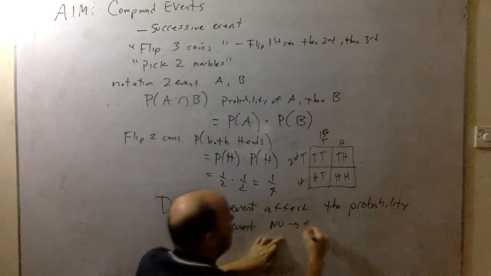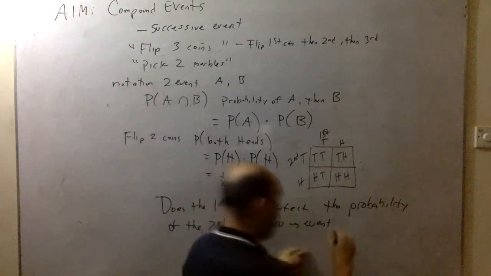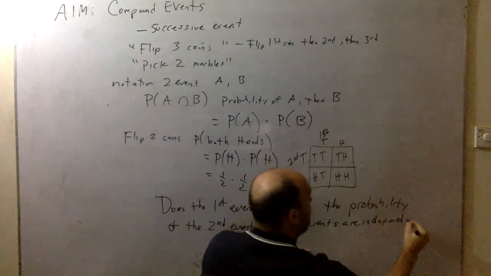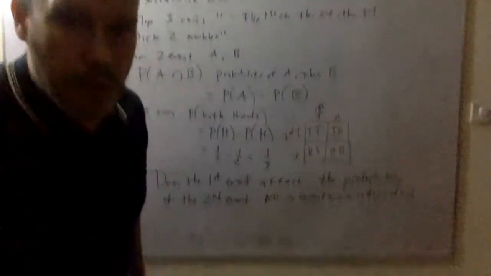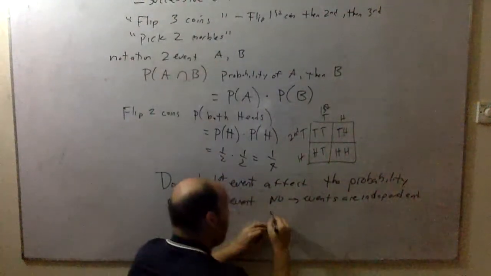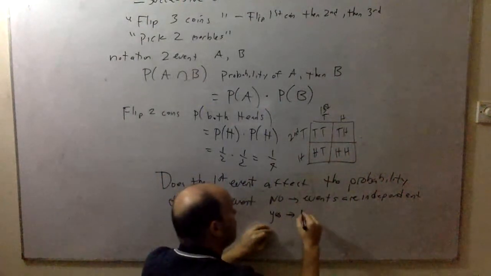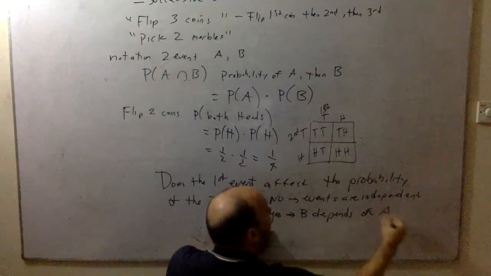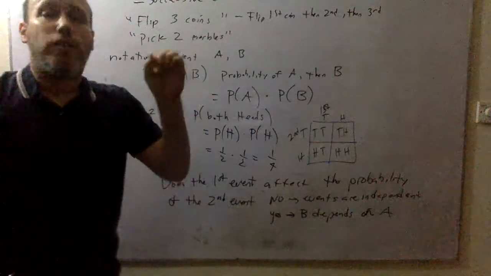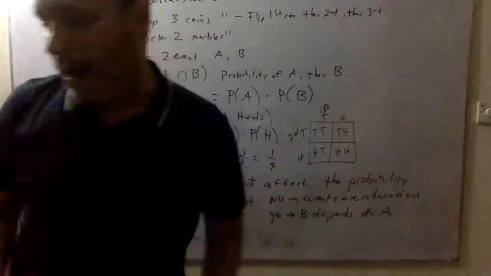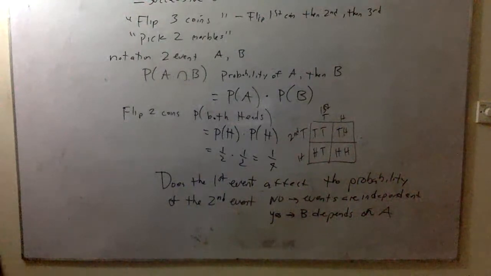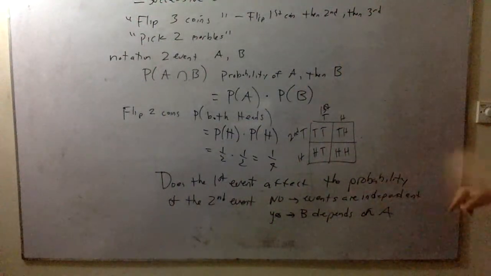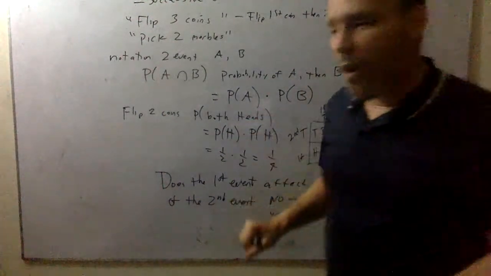If no, then we say the events are independent. If yes, then B depends on A. So that's what we need to think about: does the first event affect the second event? Let's see. In the next couple of exercises, okay, let's move on.